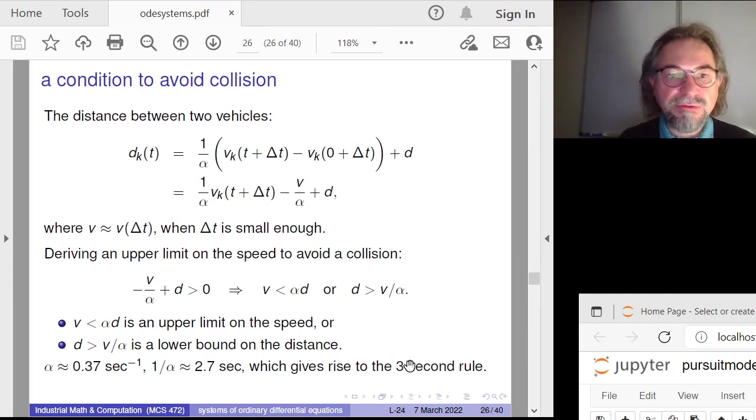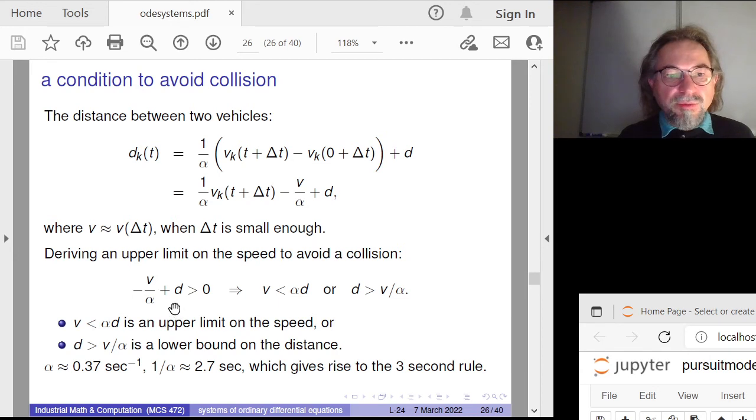So let's now assume that the v, when the delta t is small enough, is still somehow the same. So what we can derive from this is the condition that at any time there is no collision. So what is the relationship in the initial velocity and the initial distance? So here the v that we abbreviated from the vk at delta t.